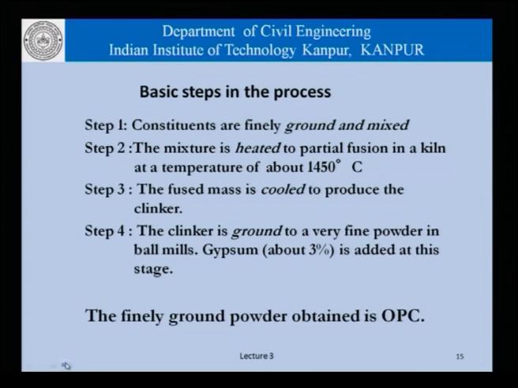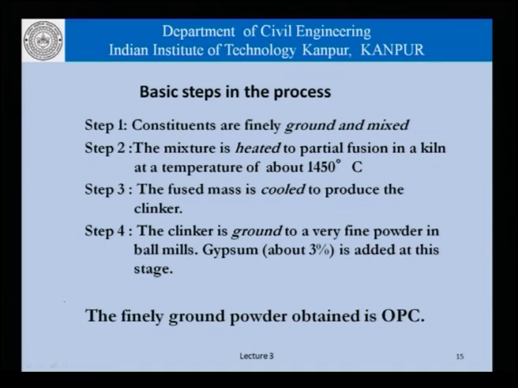This fused mass is cooled to produce clinker. Clinker is the product of cooling of this mass. And the last step is the clinker is ground to a very fine powder in ball mills. At this stage, gypsum, which is about 3% by weight, is added to the clinker, and what we get is ordinary Portland cement.